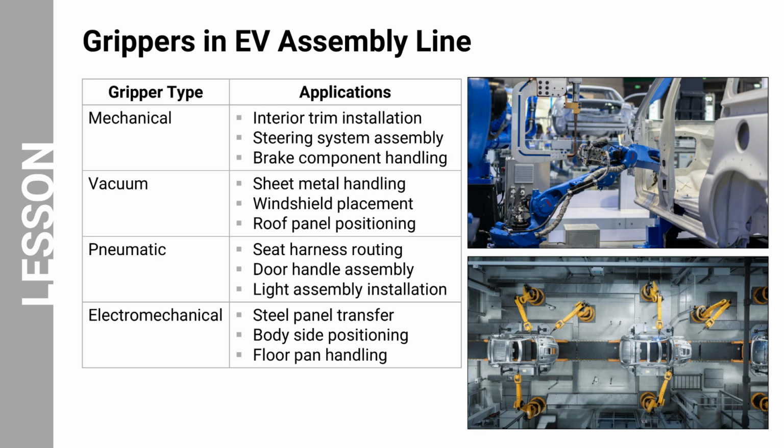Vacuum grippers are used for handling large, flat surfaces. They are used for moving sheet metal, placing windshields on the car frame, and positioning roof panels. Their suction-based system allows delicate materials to be handled without leaving marks.